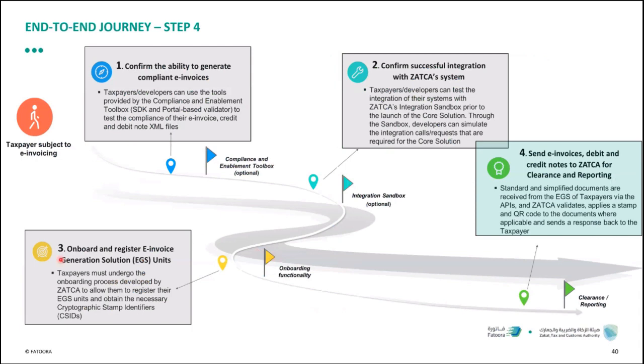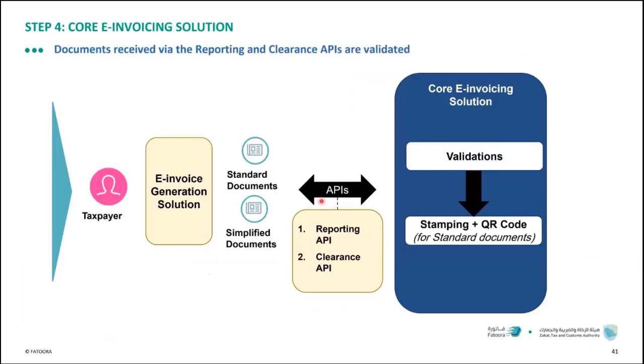So by the end of this step, your device is now onboarded and we have verified that it's compliant with ZATCA requirements. Then and only then you'll be able to send your actual invoices. So it's pretty straightforward. Your onboarded devices will be able to send either standard documents or simplified documents or both, depending on the type of business transaction that this unit is generating.